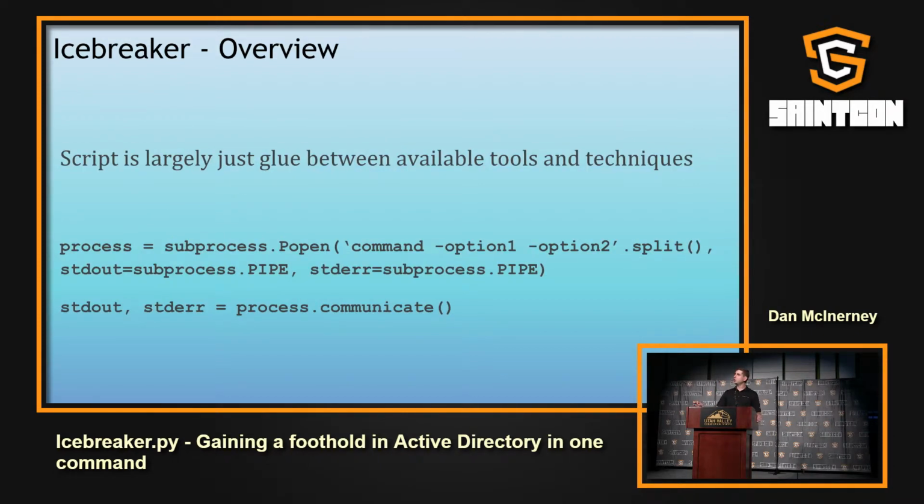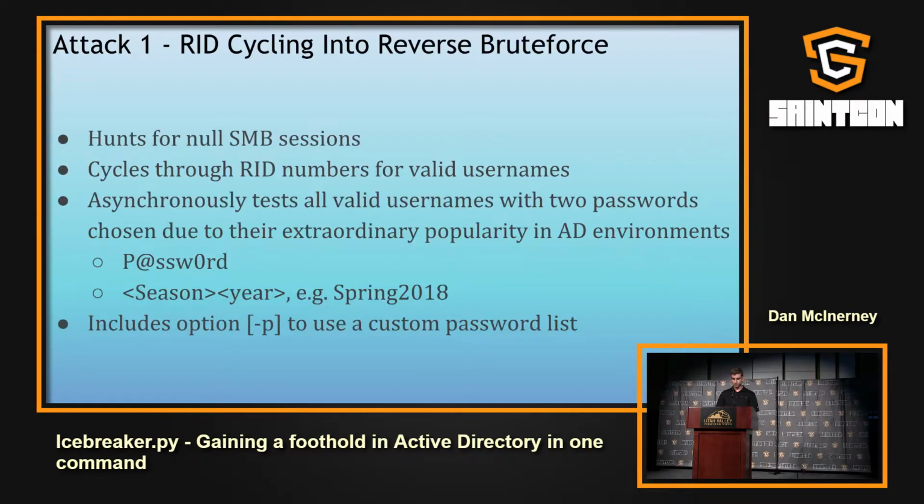It's mostly just glue between known attacks. There are no novel techniques inside of Icebreaker. It just makes the workflow that I've been doing for the last year or two way faster. I'm not going to go into a lot of the code, but this is kind of the basis of the script. We're using subprocess.Popen, which is a library for Python that lets you run system commands on the machine.